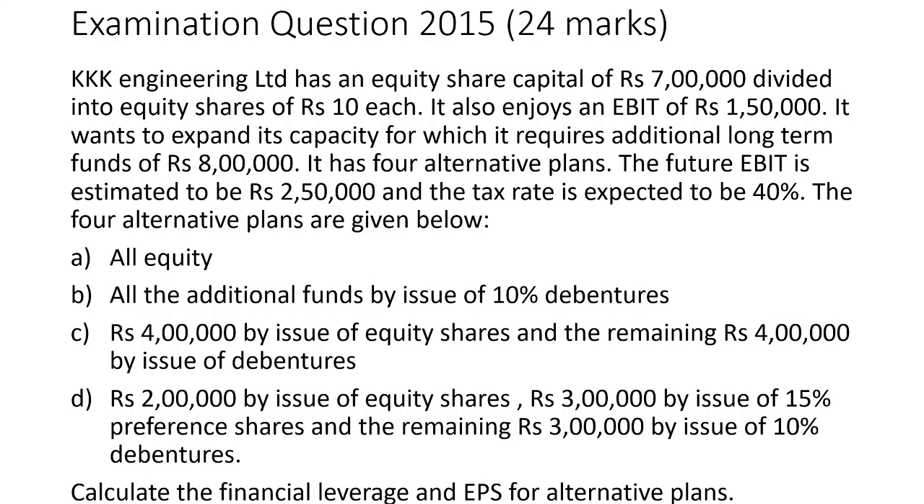It has 4 alternative plans. The future EBIT is estimated to be rupees 2,50,000 and the tax rate is expected to be 40%. The 4 alternative plans are given below. The first one, all equity. Second one, all the additional funds by issue of 10% debentures.